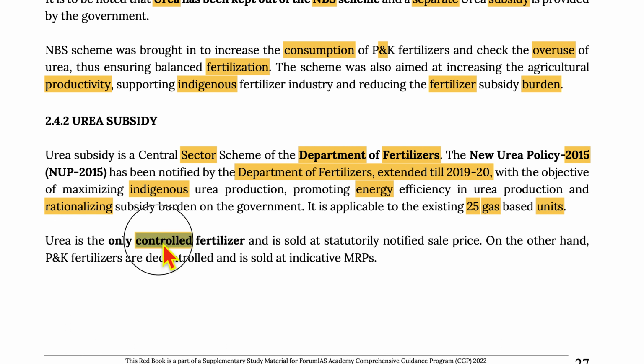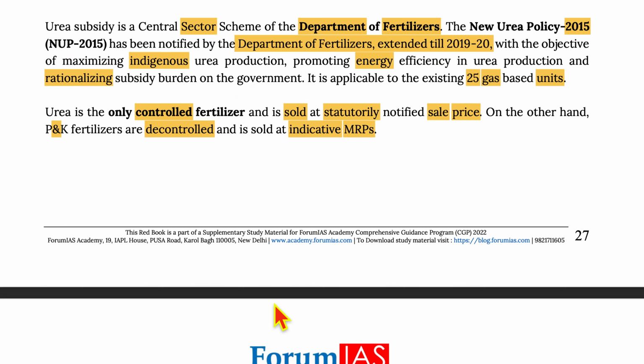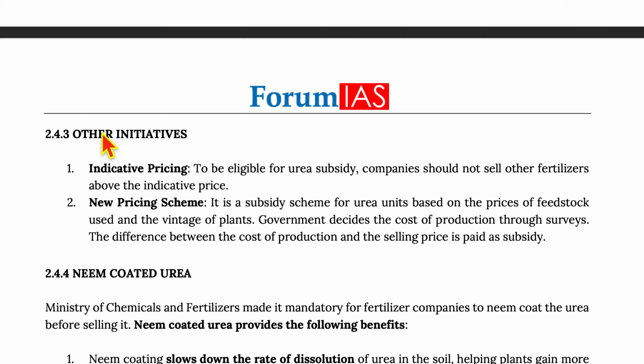Now, urea is the only controlled fertilizer and is sold at a statutorily notified sale price. On the other hand, PK fertilizers are decontrolled and are sold at indicative MRPs. Another initiative in the sector is indicative pricing. To be eligible for urea subsidies, companies should not sell other fertilizers above the indicative price.